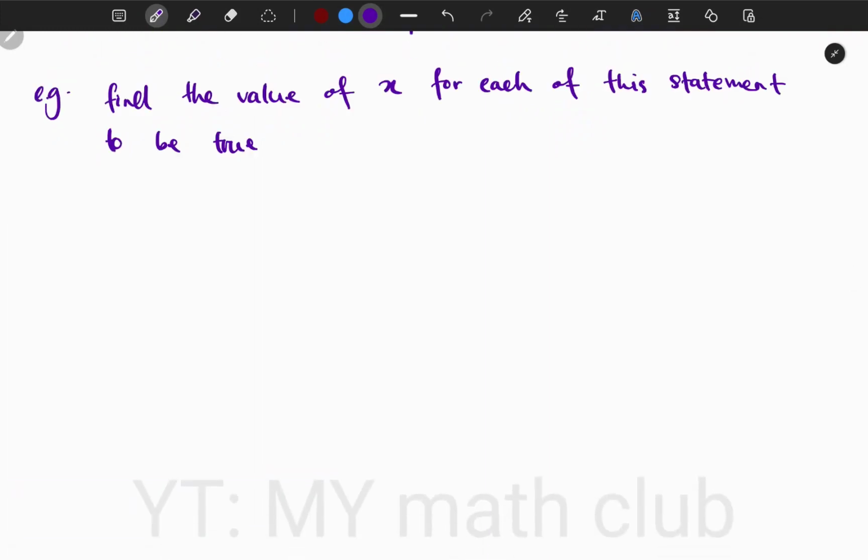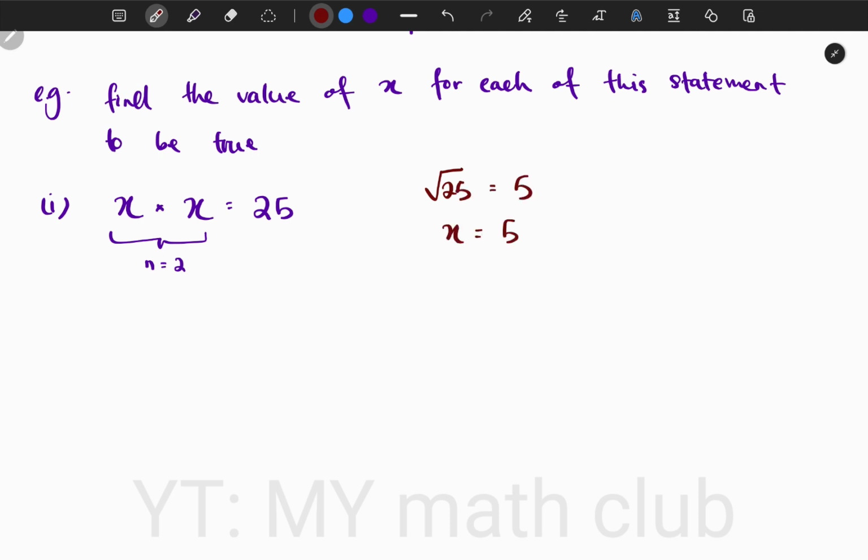Find the value of x for each of these statements to be true. Question 1, we are seeing x times x is equal to 25. So x is multiplied by itself 2 times, and in this case, we can just do a square root of 25 and it will return x equals 5. So 5 times 5 is 25.